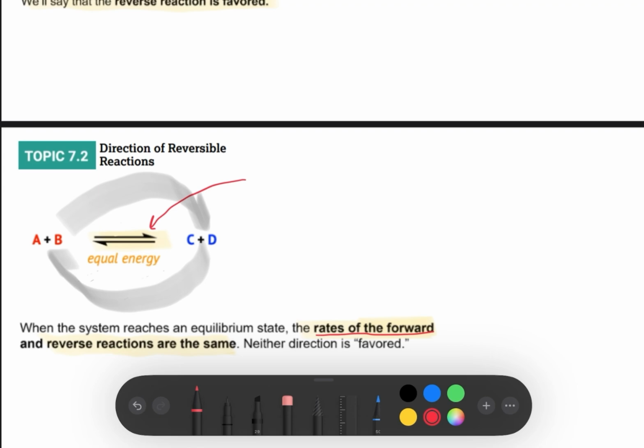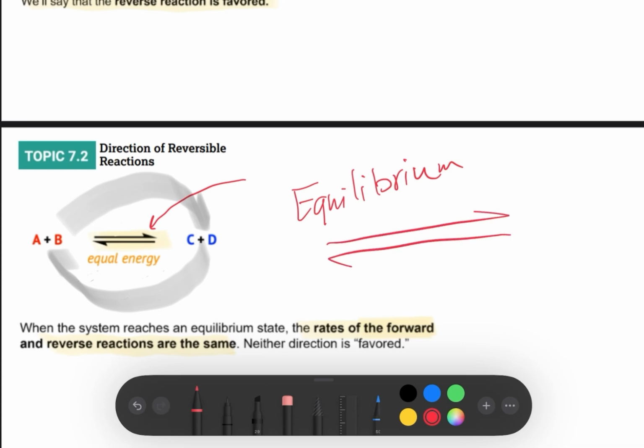By the way, the case in which the rates of the forward and reverse reactions are equal, we call an equilibrium. Okay, so the equilibrium indicates that the rates of both forward and backward reactions are equal. So it's represented in this way.